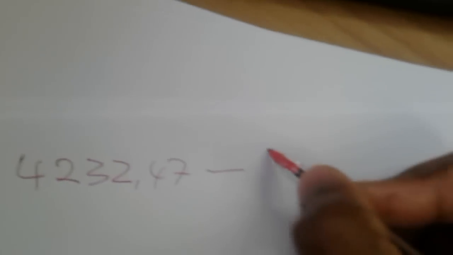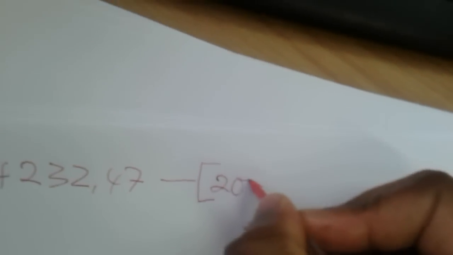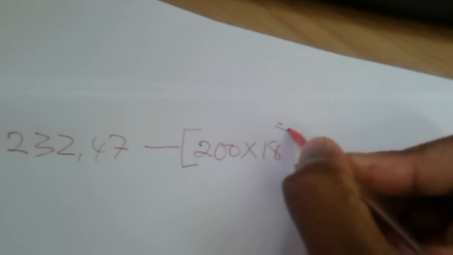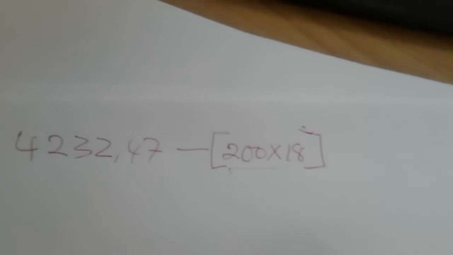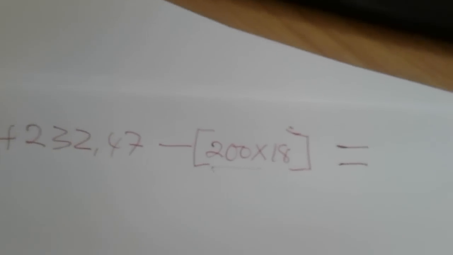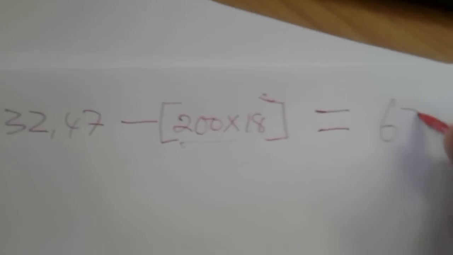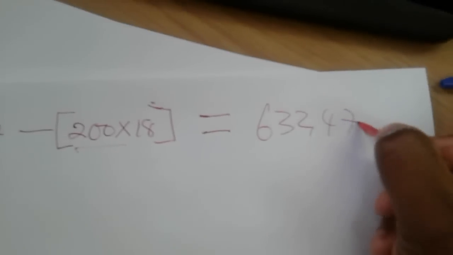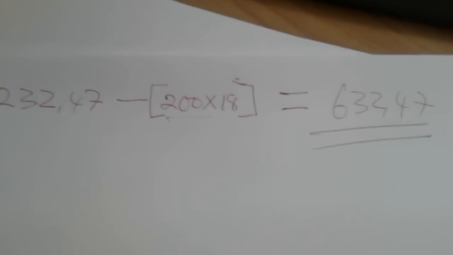Having said that, now let's quickly see how much did we receive. Of course we received 4,232.47, but how much did we invest? Now our investment was not a once-off amount. We invested 200 rands, but for 18 months. So this is a total investment, and of course the difference is 632.47. So that is the interest earned.